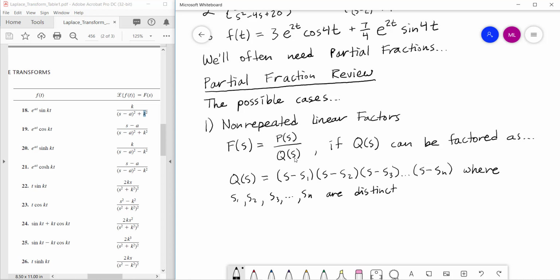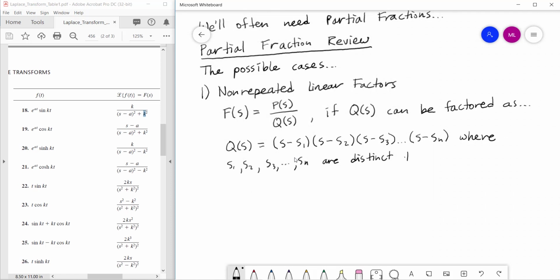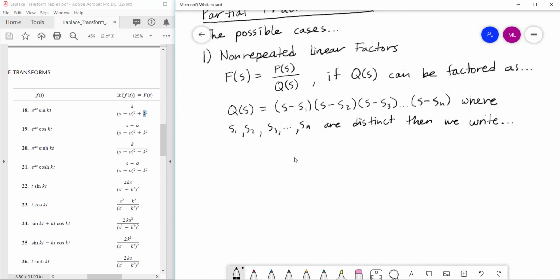So they aren't repeated. None of them are the same. Then it turns out that we can write the following. We write that our f of s, which again, we're trying to basically split from the ratio of two complicated polynomials into a sum of a bunch of much simpler polynomials.